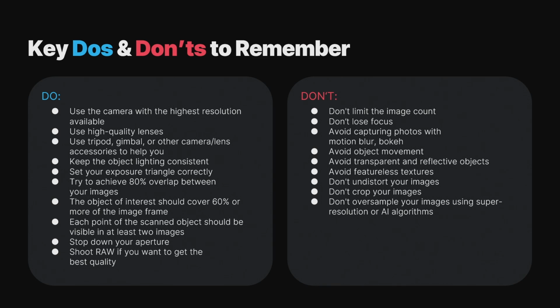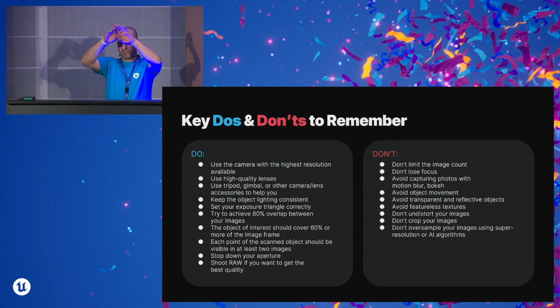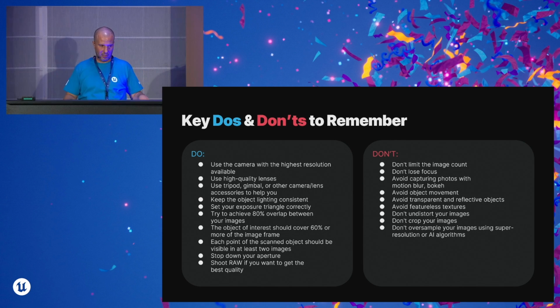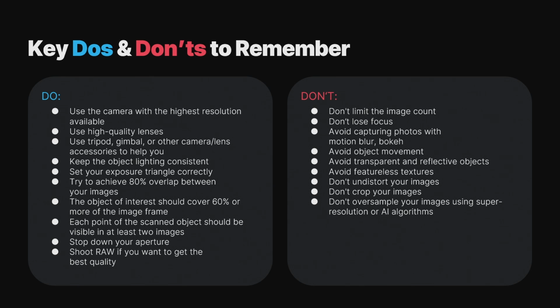Use the camera with the highest resolution available. Use high quality images. Use tripod, gimbal, or other camera lens accessories. Yeah, I was talking about that earlier, so I'll just expand a bit. When we looked at the EV triangle, that was one of the ways we can get more light into the camera is basically extending that shutter speed, and tripod is an excellent way of doing that. You can shoot up to like 5 seconds. I think it gets a bit noisy after that. So you can shoot in really dark places by using a tripod.